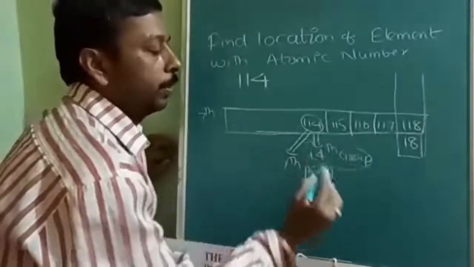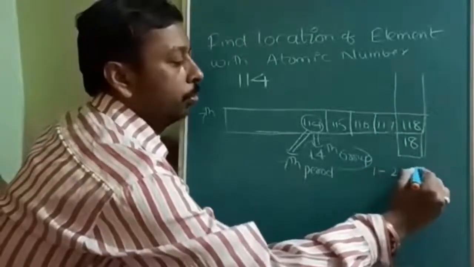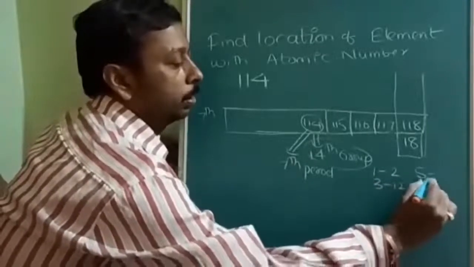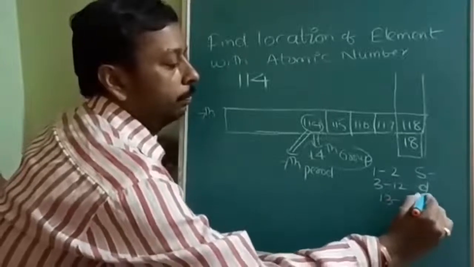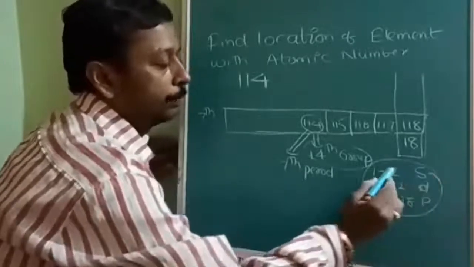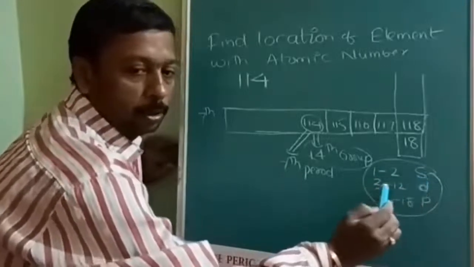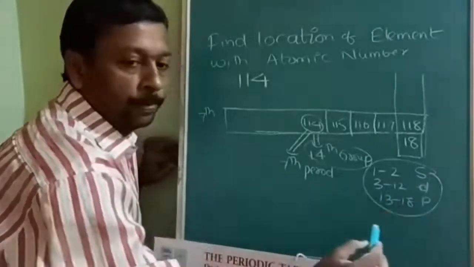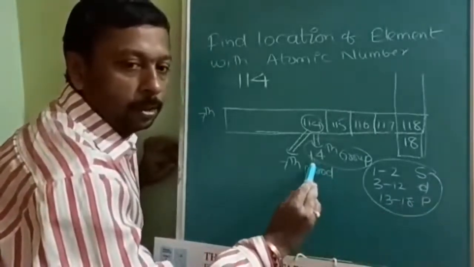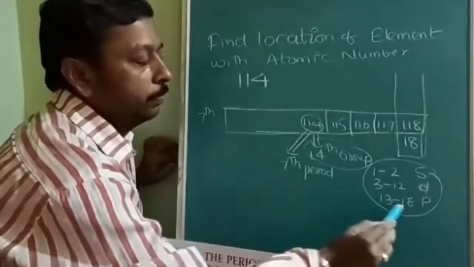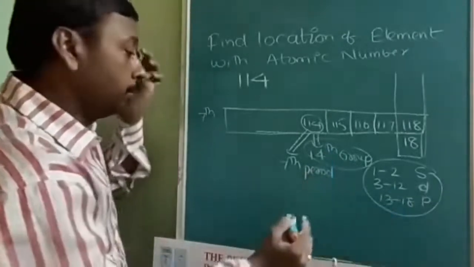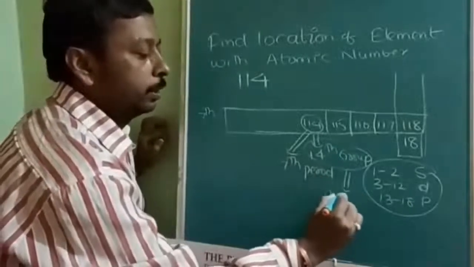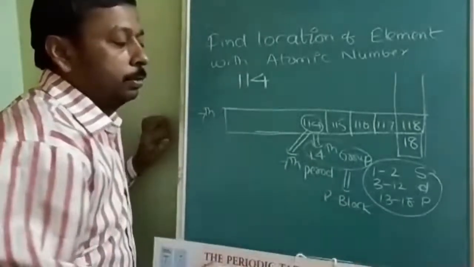And 14th group, all of you must be aware that the first two groups will be S block, third to 12th will be D block, 13th to 18th will be P block. These are the group numbers. So our question is, our group number lies in between which range? This is 14th group. Therefore, which block is it? 14th group. Therefore, we can say it is a P block.